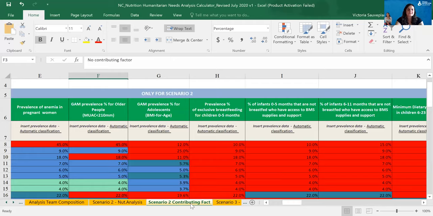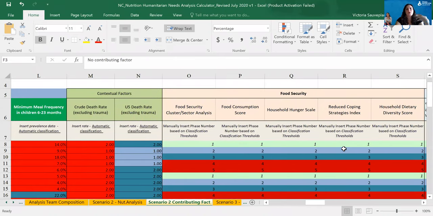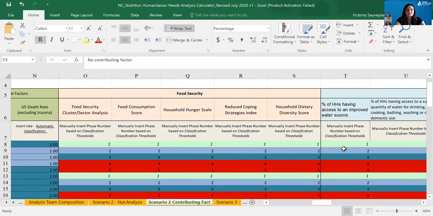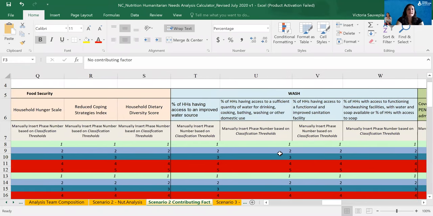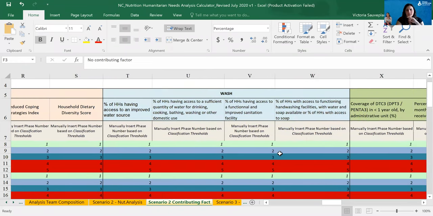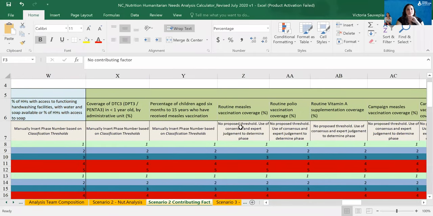So if I had to compare the scenario 2 sheet of analysis of contributing factors with scenario 3, there would be differences. So I tried to flag what those differences are so that everyone is on the same page. So if we go here, once again, a similar automatic classification would be used. Whereas for the other sectors, it's important that for a number of these you would have to manually insert a phase number because they use wording text, so I couldn't include the wording text. So you would have to manually see, between the classification thresholds, what that outcome is, and manually include it so that we have the same colors here. So all of this is just included now, but will be adapted based on which indicators. And similarly, for a number of indicators, especially in health, there are no proposed thresholds.